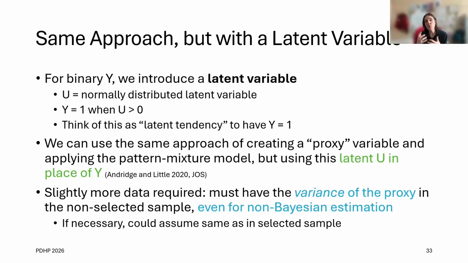Because of this latent variable, we do need a little bit more data. So Brady was showing you how you could just have means to calculate for the target population. You need variances when you are in this binary world, even for non-Bayesian estimation. So what we suggest is if you, for some reason, only have means of those Z variables in the population, you could just make the assumption that the covariance matrix of those Z's would be the same as what is in your selected sample. So often we do have estimates of variances because we're getting these estimates from something like the ACS, where we can compute means and variances like you saw in the example we just went through.